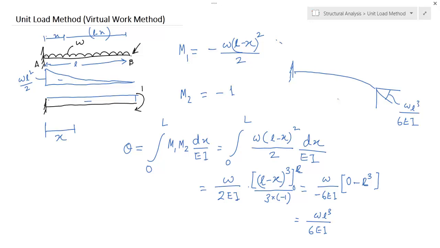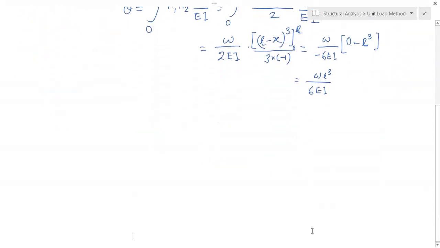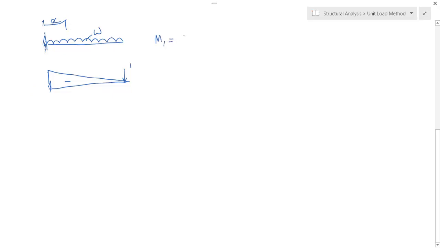Now it's time to get the deflection at that point. For deflection, you have to apply a unit point load at that point. So at a distance of x, the bending moment diagram is like this, and it is also hogging. At a distance x, we have to calculate M1 and M2.